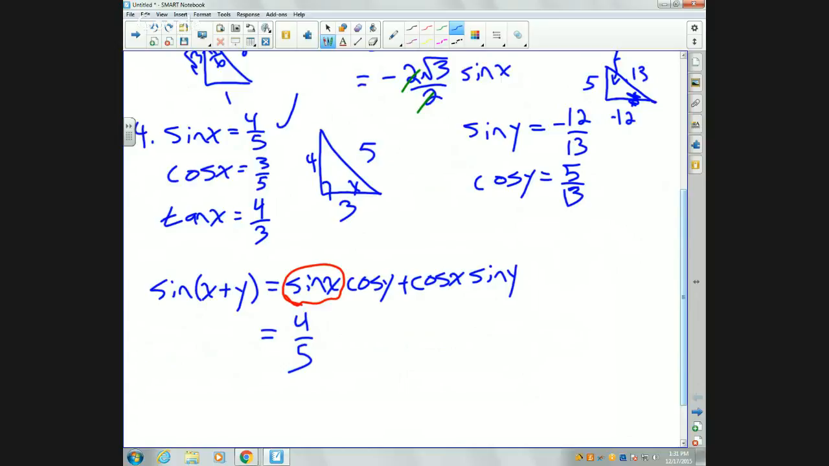Cos of y we know as 5/13. And then cos x is listed over on the board there as 3/5. And sine y is negative 12 over 13.